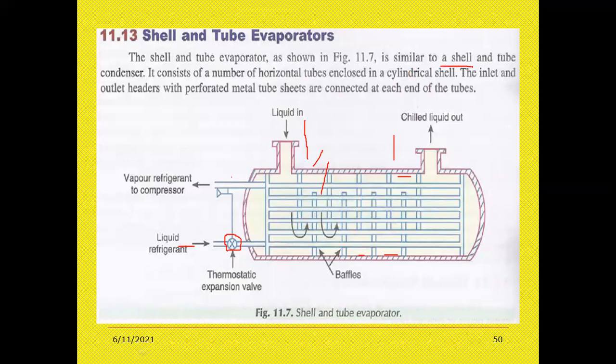Here they are saying that the shell and tube evaporator is similar to the shell and tube condenser. It consists of a number of horizontal tubes enclosed in a cylindrical shell. The inlet and outlet headers with perforated metal tube sheets are connected at each end of the tube.